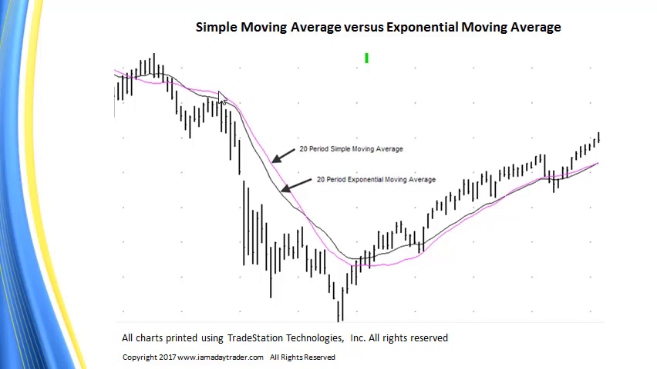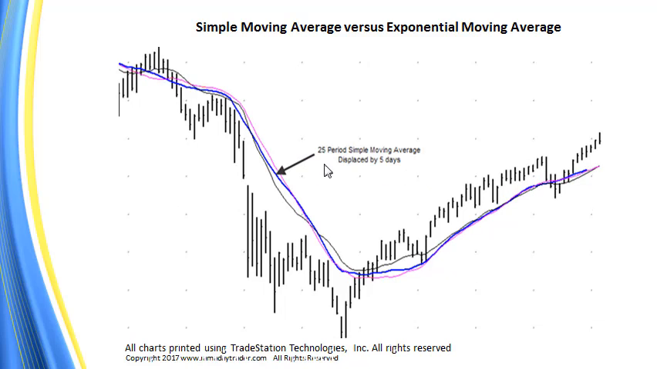In other words, it isn't important whether it is a simple or an exponential. Let me show you another style of creating an average, and I'll show you the difference. What I've done is put a 25-period simple moving average, but it was displaced by 5 days. Notice that it is almost exactly in the same area as the 20-period exponential or the 20-period simple moving average.